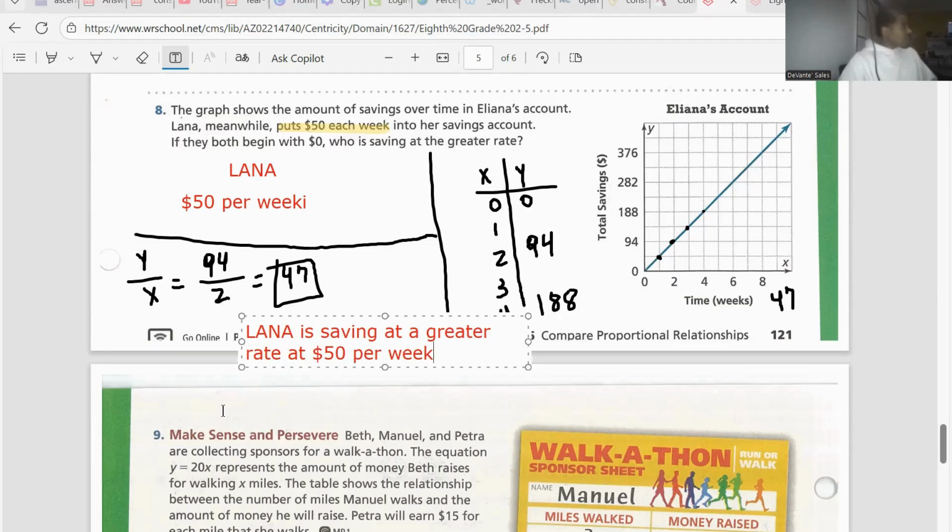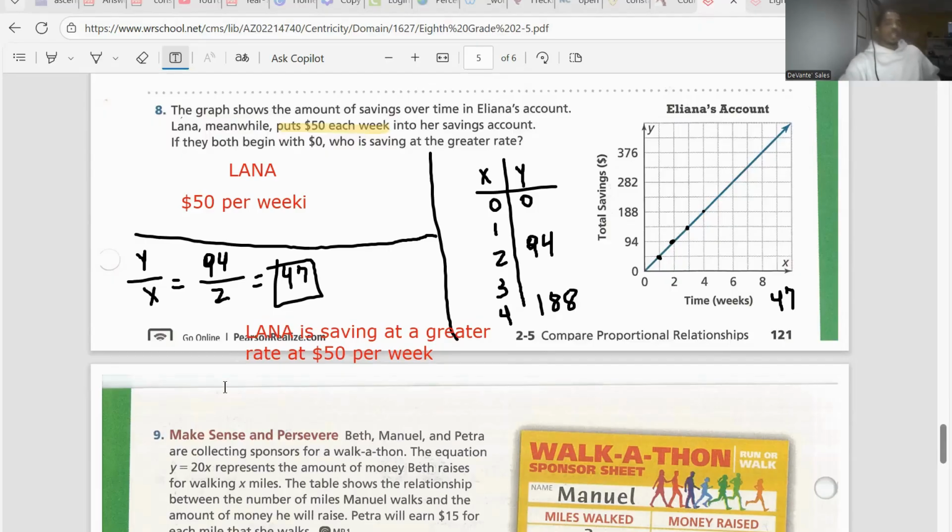This is another thing. People be like, you're never going to use this math. Yes, you are. You do want to understand how to do this, because it's just understanding how to save and how to use input output tables and how to use a graph to calculate your savings. You're going to need that.